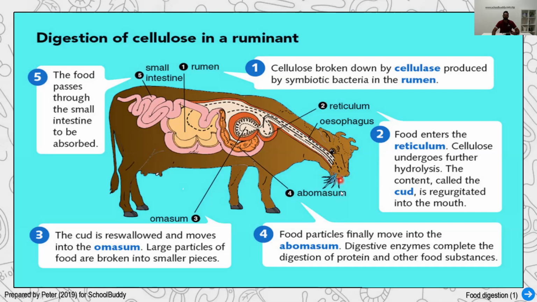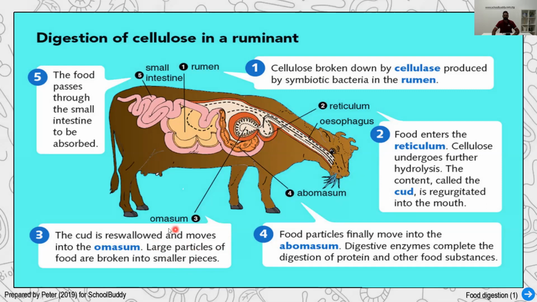That's why most of the time we see the cow very busy chewing things again and again. After chewing for the second time, the cud is swallowed again and moves to the next part, which is the omasum. The cud is slowly reswallowed until it reaches the omasum, where all the large particles are broken down into small pieces, basically like grinding it into smaller pieces.